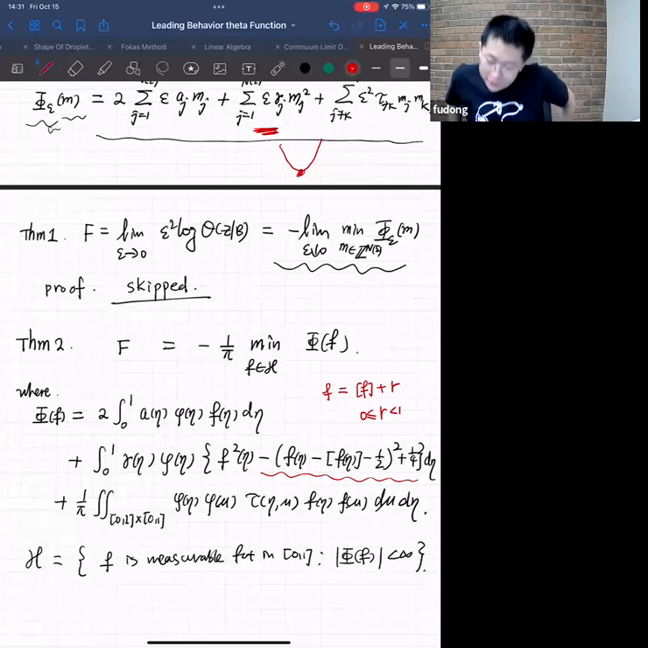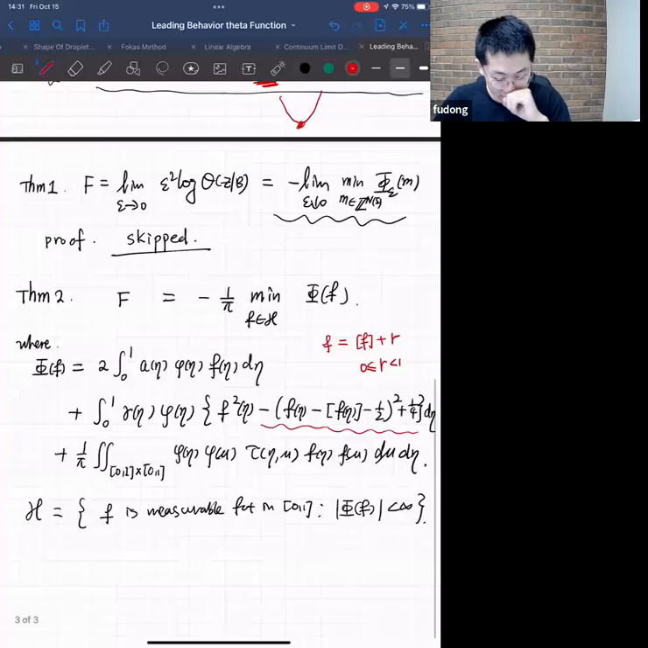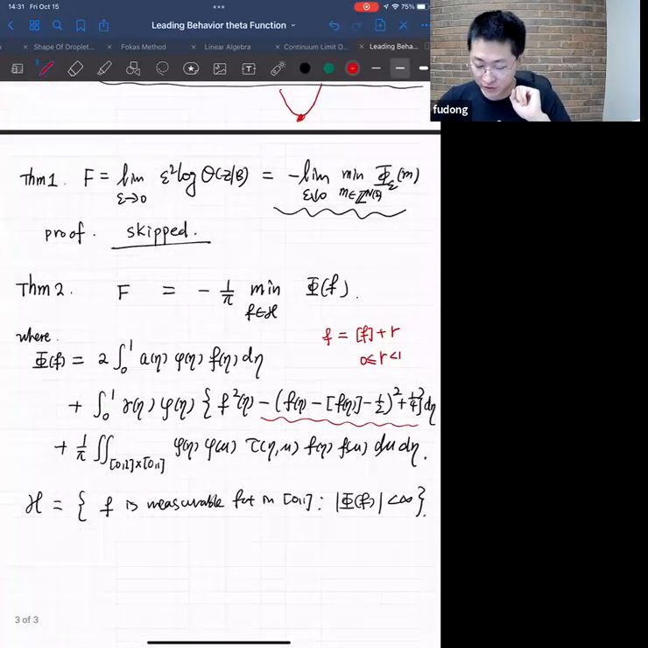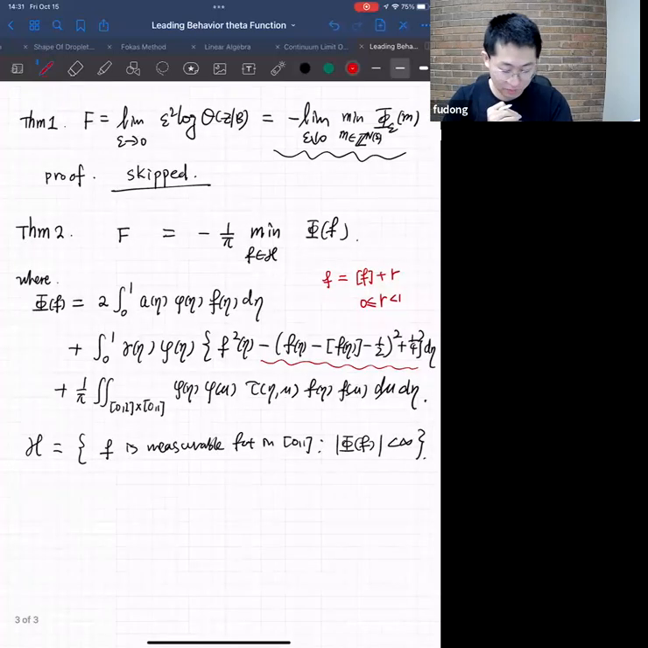Okay, so you have the minimizing problem. Now, for theorem 2, I want to talk a little bit about the proof. And the most important thing is how to construct this function. So a second question.